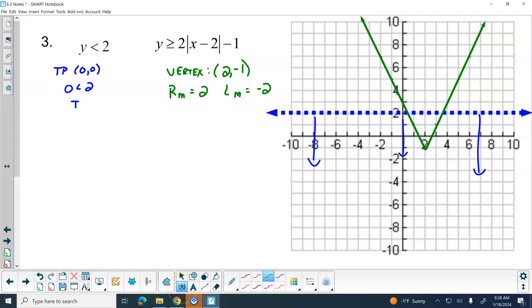I can still test point. I can still choose the origin because I didn't go through the origin. But now, instead of which side, it's either going to be inside the V or outside the V. So if I test point the origin, I've got 0 greater than or equal to 2 times the absolute value of 0 minus 2, then minus 1. 0 minus 2 is negative 2. The absolute value of negative 2 is 2, times 2 is 4, minus 1 is 3. 0 is not bigger than or equal to 3.